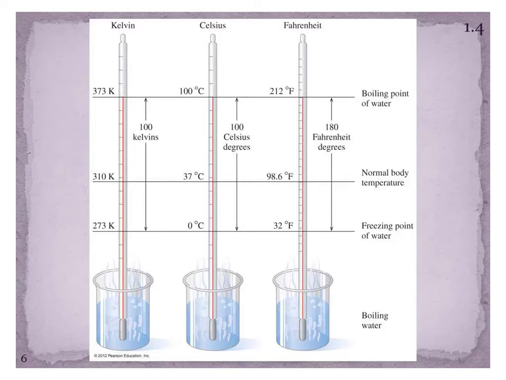Note that for Kelvin, we show a temperature at 273 Kelvin, which is equivalent to 0 degrees Celsius and 32 degrees Fahrenheit, which is the freezing point of water. The boiling point of water is 373 Kelvin, 100 degrees Celsius, or 212 degrees Fahrenheit. The difference between these two values for Kelvin and Celsius is 100. This makes converting from one to the other fairly easy. However, for Fahrenheit, the difference is 180.